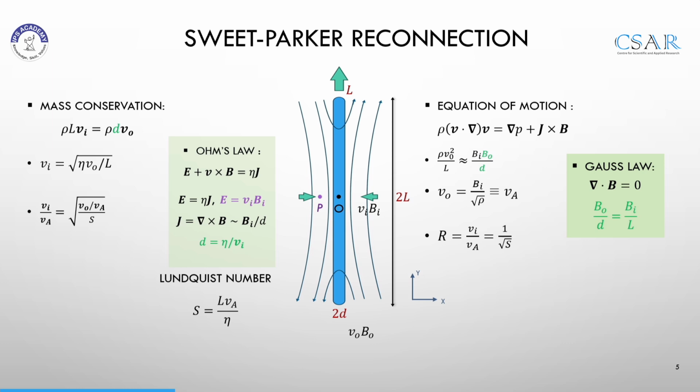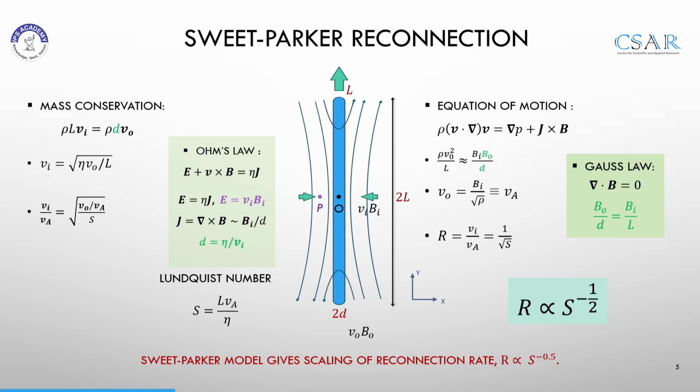And if we substitute this here, we get the reconnection rate scaling of R proportional to S to the power minus half. So S is the Lundquist number. So the Sweet-Parker model gives us a useful scaling for reconnection rate.